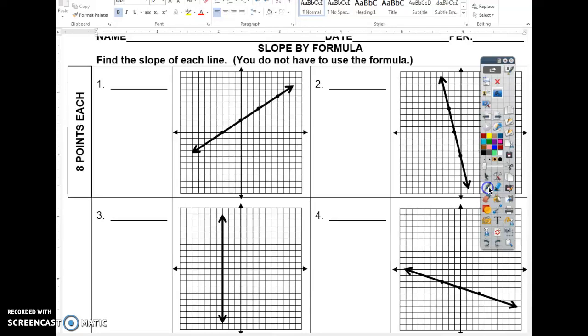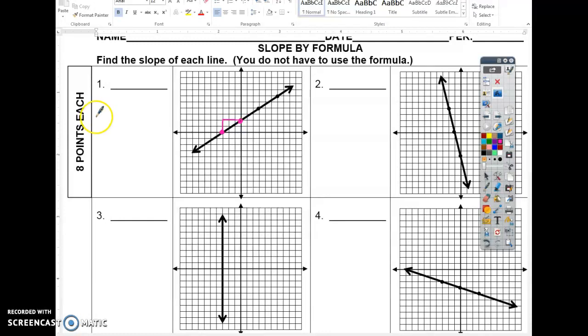Okay, so for the first 4 graphs, we're going to do rise over run. I know that this paper is talking about doing the slope using the formula, but it also says that you do not have to use the formula. So for problems 1 through 4, we're going to do the rise over run because they already gave you the pretty points. Okay, so you can do rise over run, just like you learned it last year.